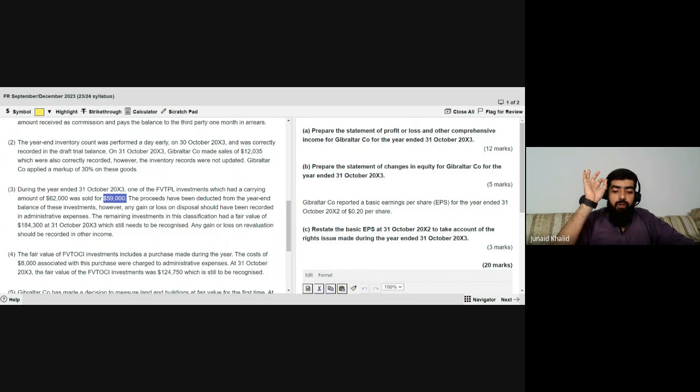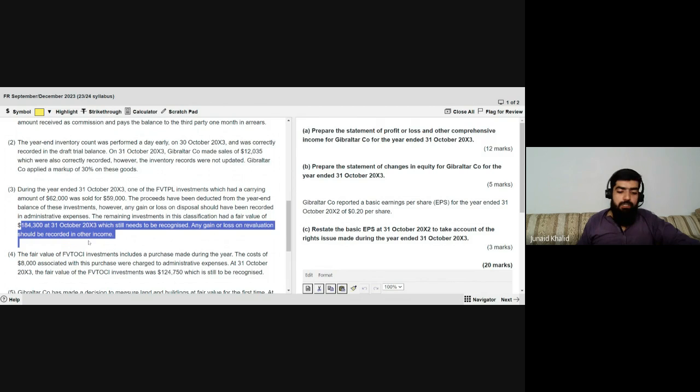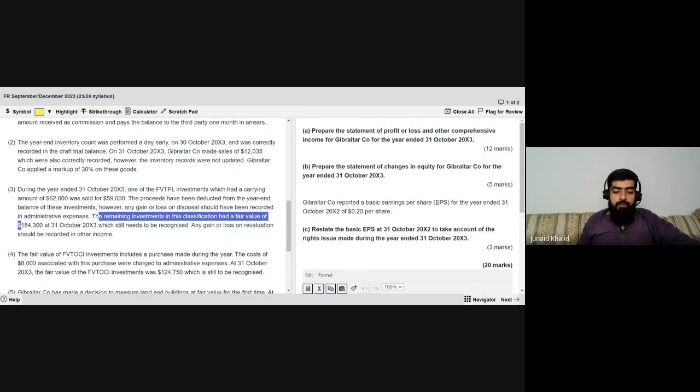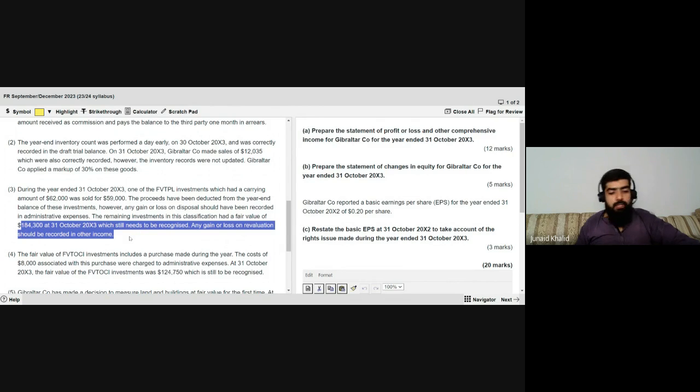However, any gain or loss on disposal has not been recorded in the administrative expenses, which means any gain or loss arising from the disposal will be recorded in the admin expenses. The remaining investment is classified at fair value of 184,300 at 31st October 2003, which still needs to be recognized, and any gain or loss on revaluation should be recorded in other income.